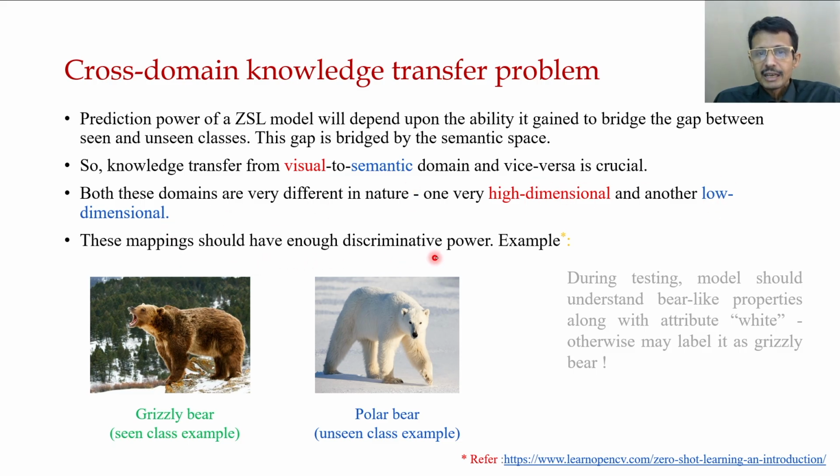This mapping should have enough discriminative power. For example, during testing, the model should understand the beard-like properties along with the attribute white. Otherwise, it may label it as a grizzly bear. So that is very important. Cross-domain knowledge transfer is very important, mostly because the image feature is very high dimensional, while the semantic feature is relatively low.